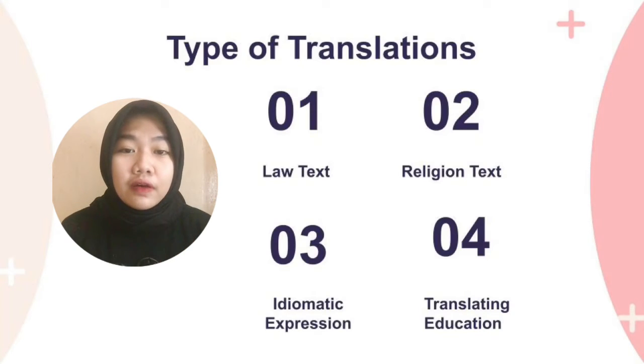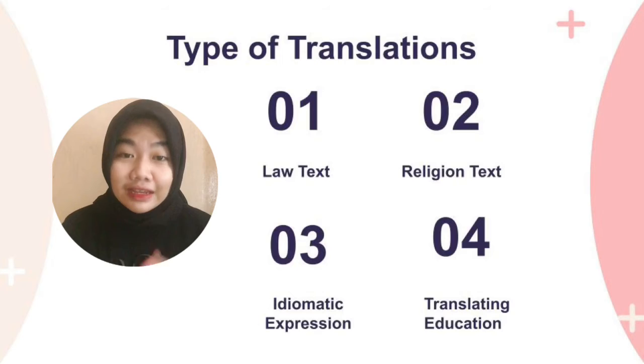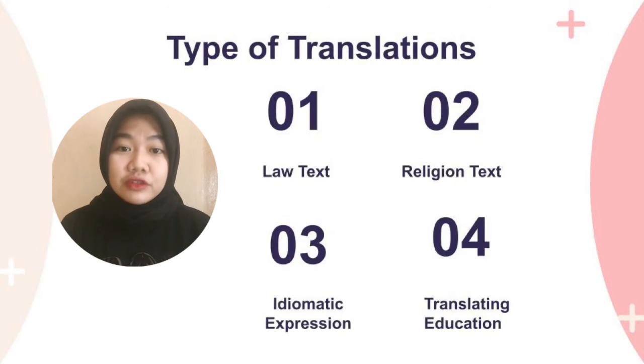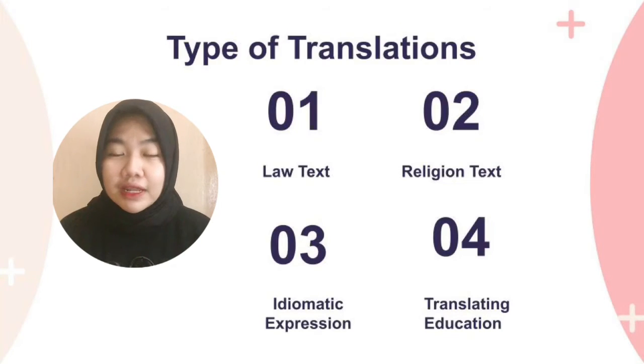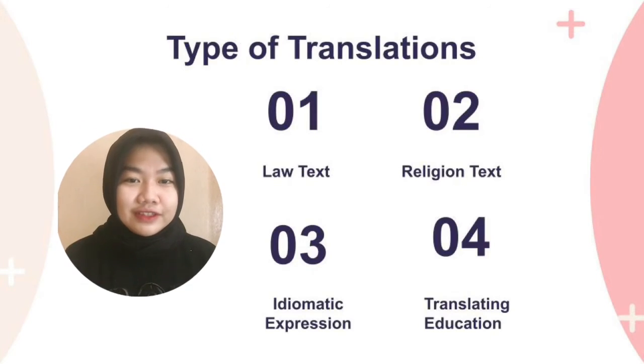The second, religion text. Religion text is a key element in disseminating the divine message throughout history. The third, idiomatic expression. Idiomatic expression refers to achieving a target text that sounds natural in the target language, while idiomatic expressions are idioms or fixed expressions in a given language. And the last, educational translation.